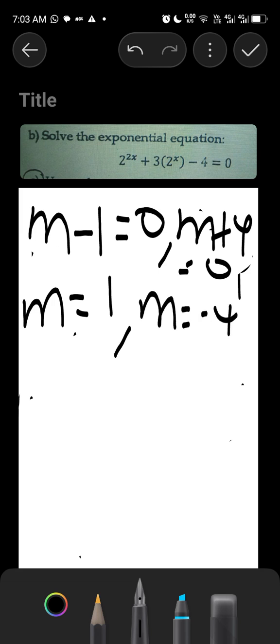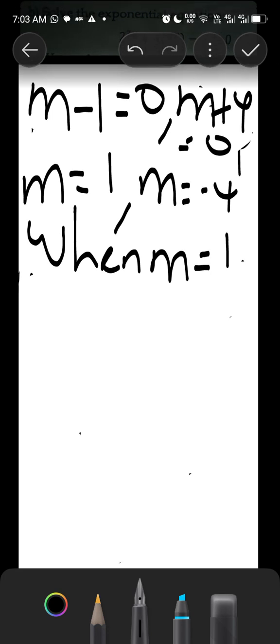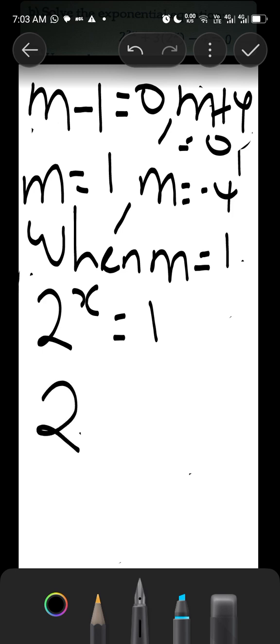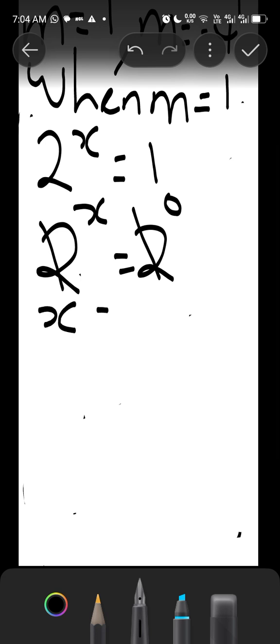So when m is equal to 1, we can go back to the equation. It's going to be 2 to the power x, the exponential that we equated to a variable, is equal to 1. Therefore, we're supposed to make the same bases according to indices for us to solve for x. So this is going to be 2 to the power x is equal to 2 to the power 0. You know, any number to the power 0 is 1. Since these have the same bases, the bases are going to cancel out. Therefore, x is equal to 0.